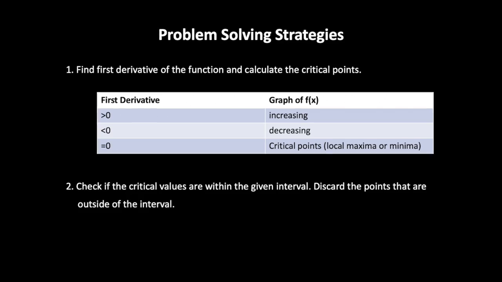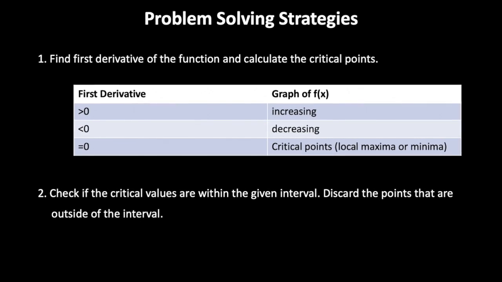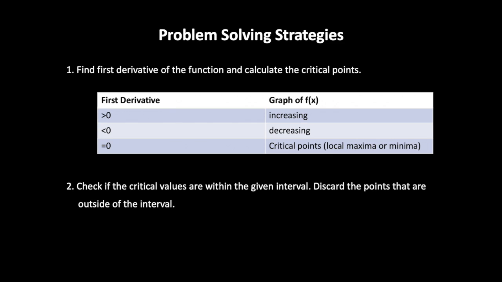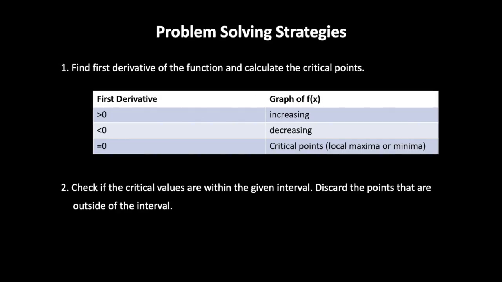Here are the steps for the problem-solving process. Find the equation for the first derivative of the function and set it to be 0. As we learned in previous lectures, the first derivative of a function is an expression which tells us about the slope of a tangent line to the curve at any instant.